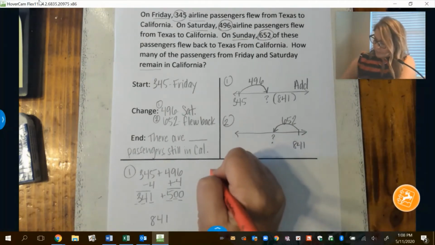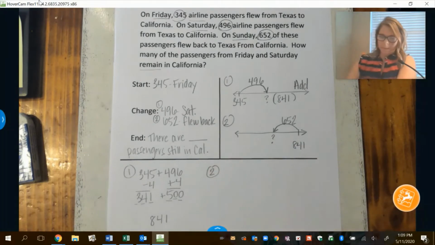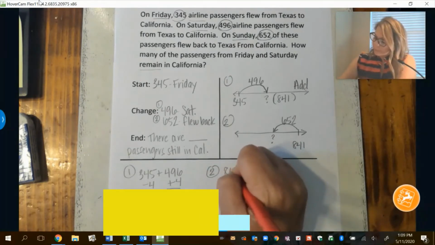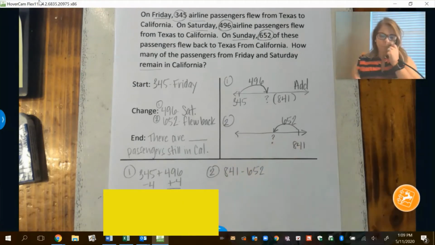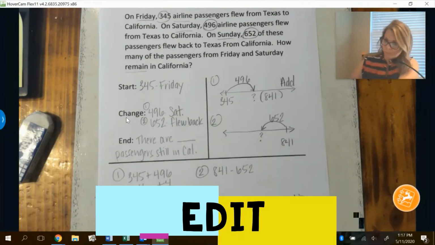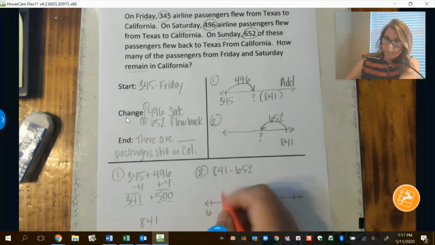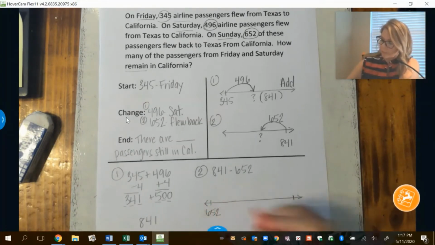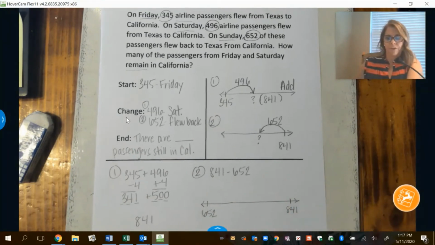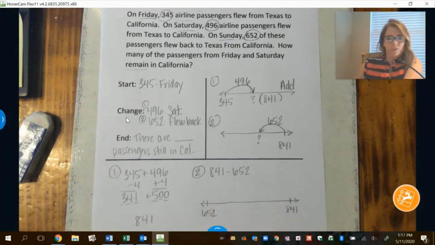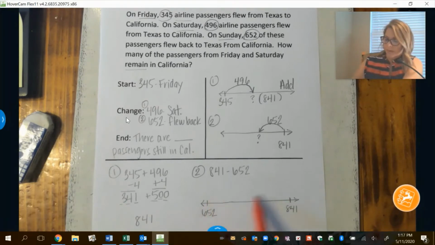Okay, so I'm going to come down here and do the second step. 841 minus 652. All right, let's put our numbers on the number line. 652, and then our larger number, 841, way over here. So I want to know how much is in between these two numbers. So I'm just going to keep adding in and adding in on to 652 to get to 841.